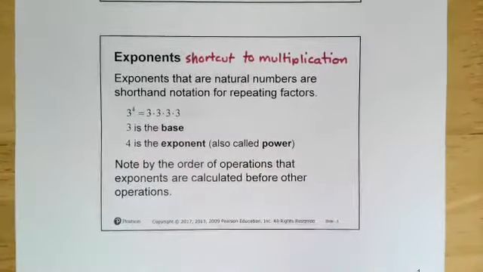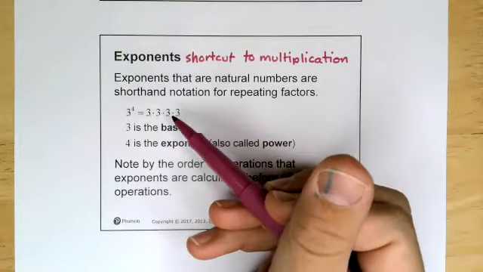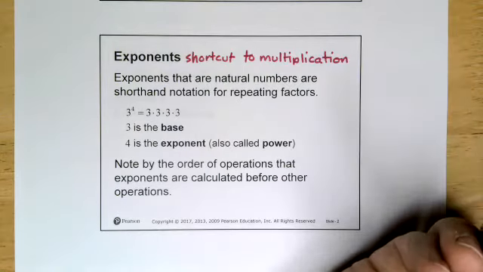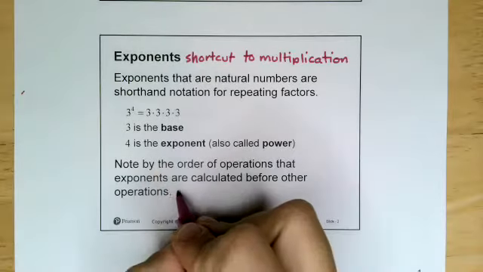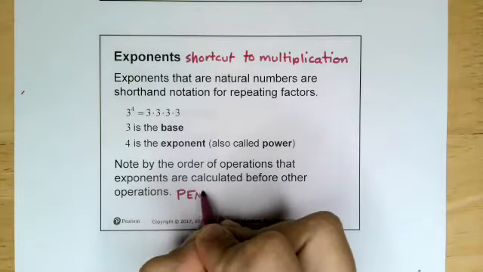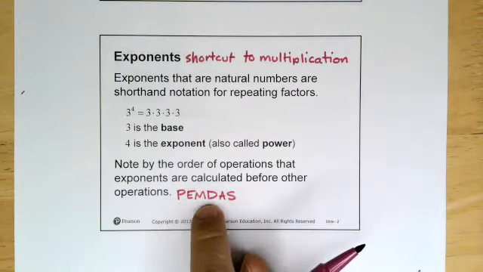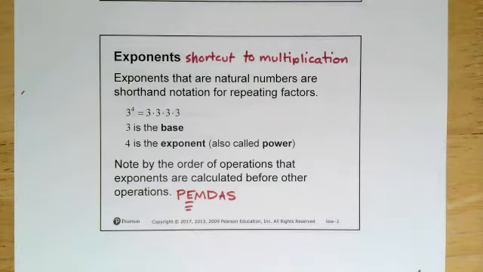So 3 to the 4th just means multiply 3 4 times, okay? And in PEMDAS, what this is saying is parentheses, exponents, multiply, divide, add, subtract. Exponent is second. So it's what you do before you multiply, before you divide, before you add, or before you subtract, okay?